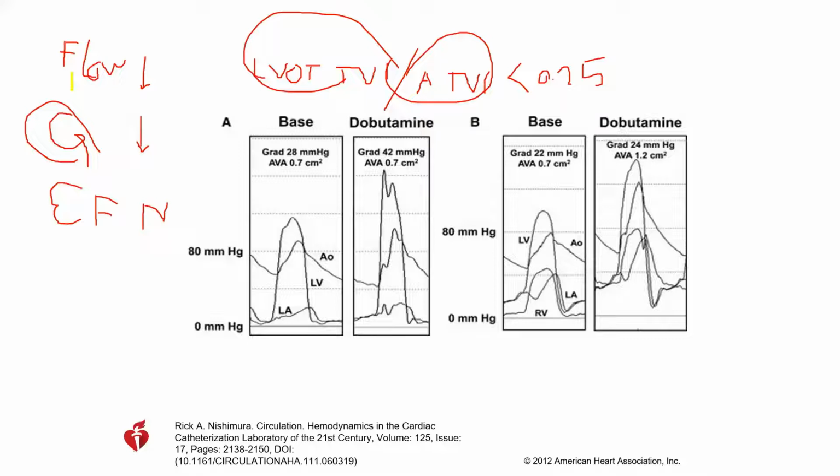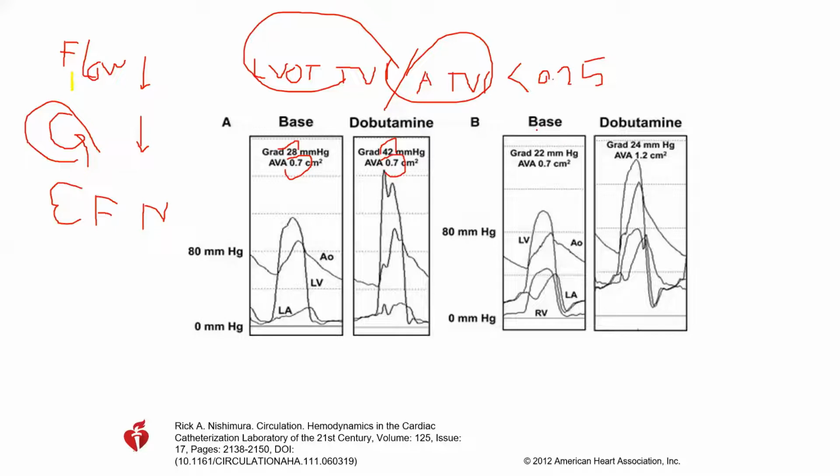Back to low flow, low gradient, low EF. We said we need dobutamine. This dobutamine, by the way, is mainly done by echo. But sometimes we can do it by cath. Okay, and here it's done by cath. See the baseline, the gradient is 22, 28. The area is 0.7. After dobutamine, the gradient jumps to 42, the area remains 0.7. So what's your verdict here? Is it true stenosis or pseudostenosis? True stenosis. It is true stenosis.